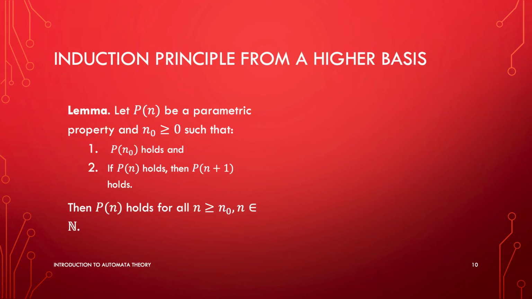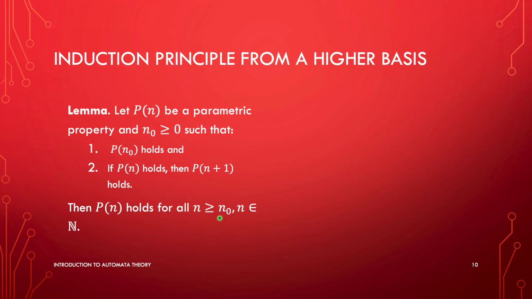In some situations, you deal with properties that only hold for natural numbers from a certain threshold onwards. So you have such properties that are not true for some values of n, but after a certain threshold, they hold everywhere. And you can also have a form of the induction principle that helps you establish such properties being true after a certain threshold.